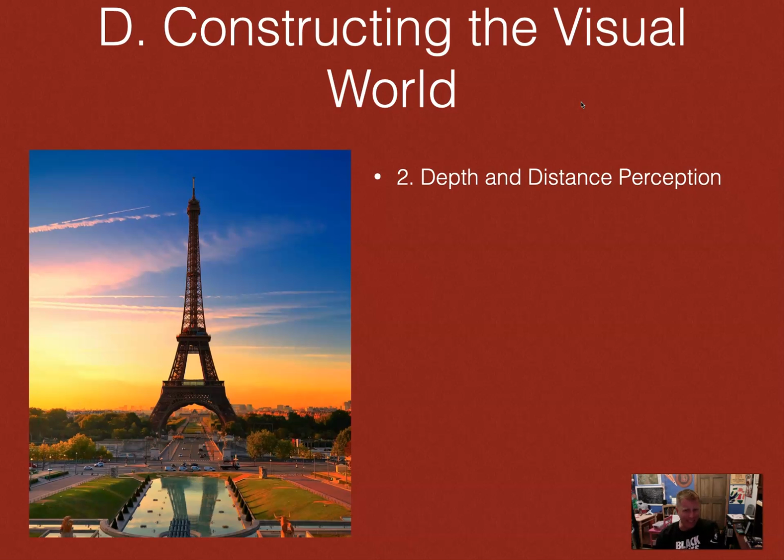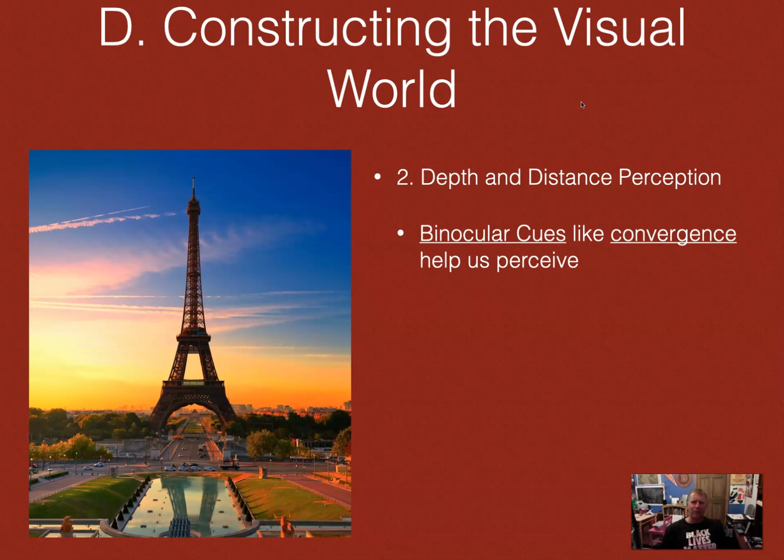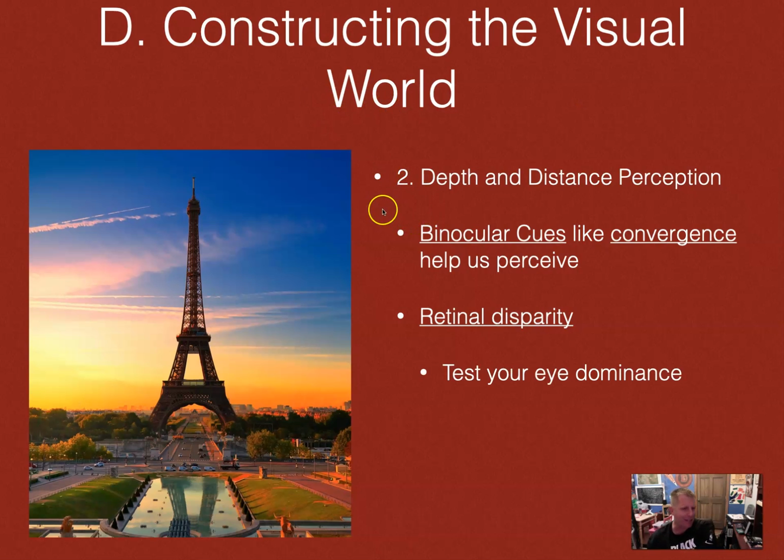Depth and distance perception also does a lot. We have two eyes. We have binocular cues, where that convergence helps us with depth perception. So if you scoot back a little bit and extend your arms out, put the Eiffel Tower, your diamonds in the sky, in the little gap between your hands. Put it there and then close one eye, back and forth. Whichever one the Eiffel Tower does not shift with is your dominant eye. The one that does shift is your weak eye. This is retinal disparity, so you can test your eye dominance.